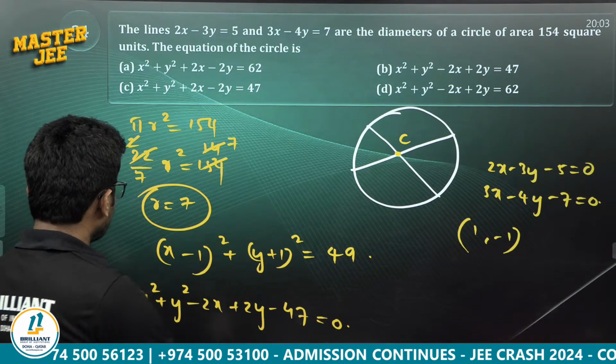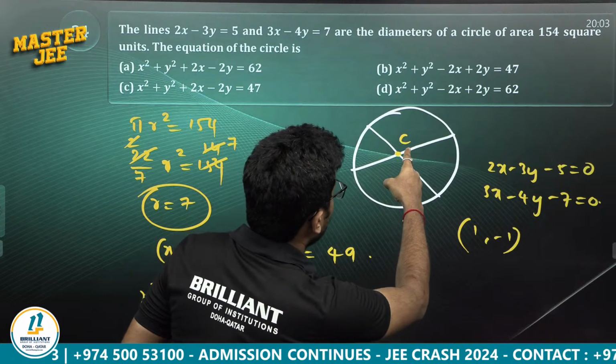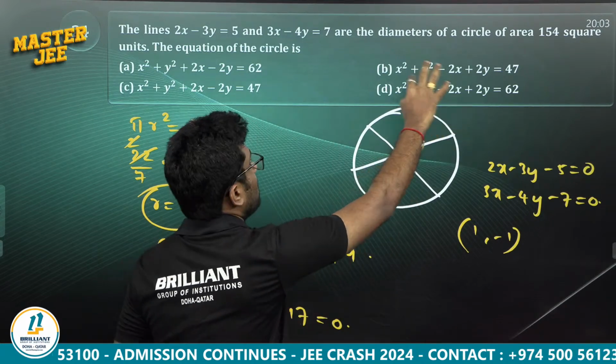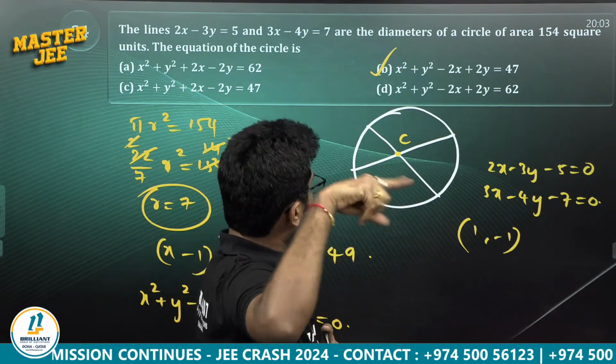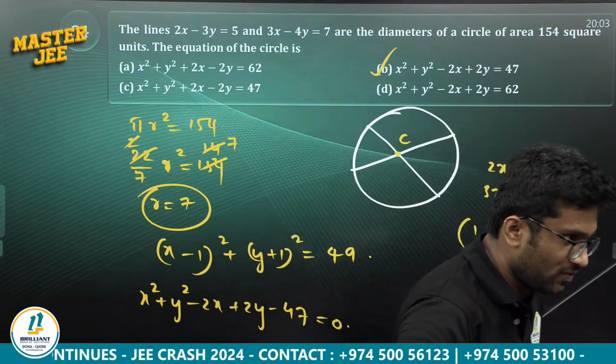Minus 2x. For x we will be having minus 2x. Yeah, that's it. Option B. x square plus y square minus 2x plus 2y is equal to 47. Option B it is. Very good.